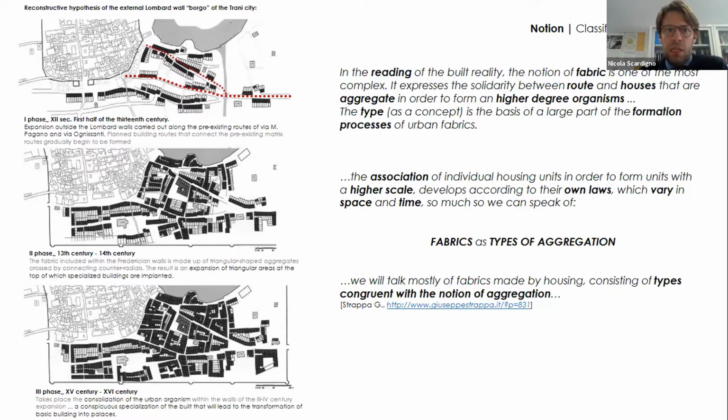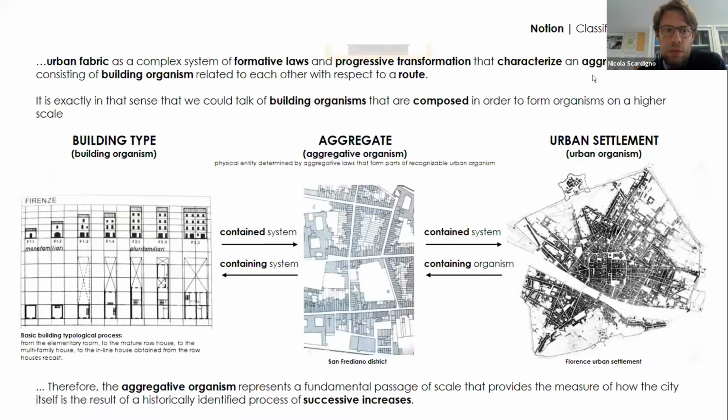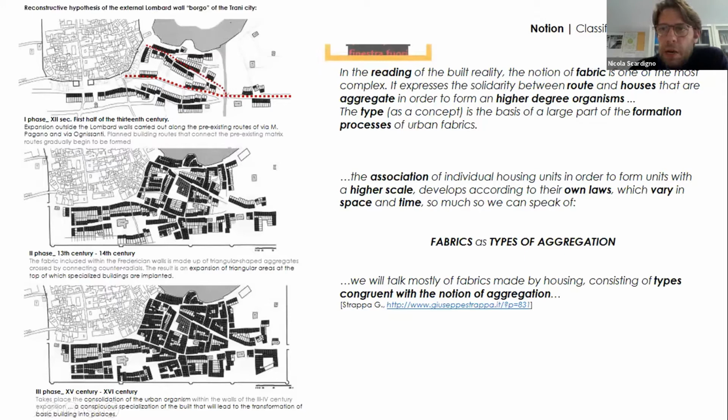So, starting from the notion of urban fabric, I introduce it by reporting an affirmation of Giuseppe Strappa in these terms. In Reading the Built Reality, he said the notion of fabric is one of the most complex. It expresses the solidarity between routes and houses that are aggregated in order to form a higher-degree organism. The type, as a concept, is the basis of a large part of the formation process of urban fabric.